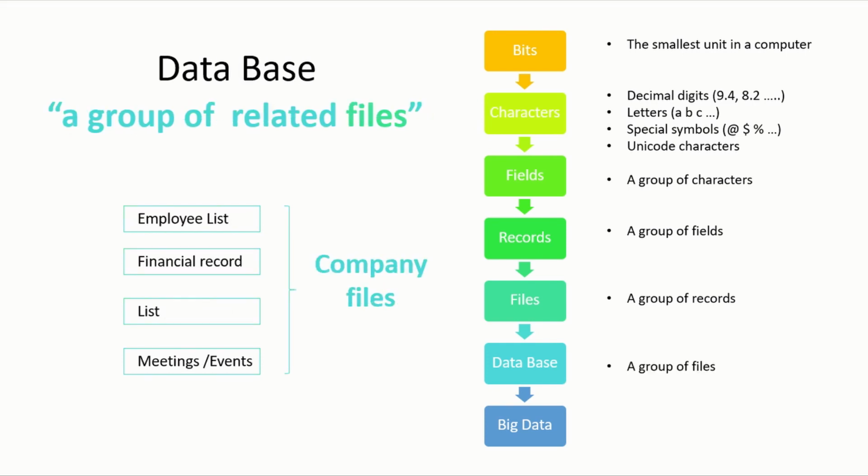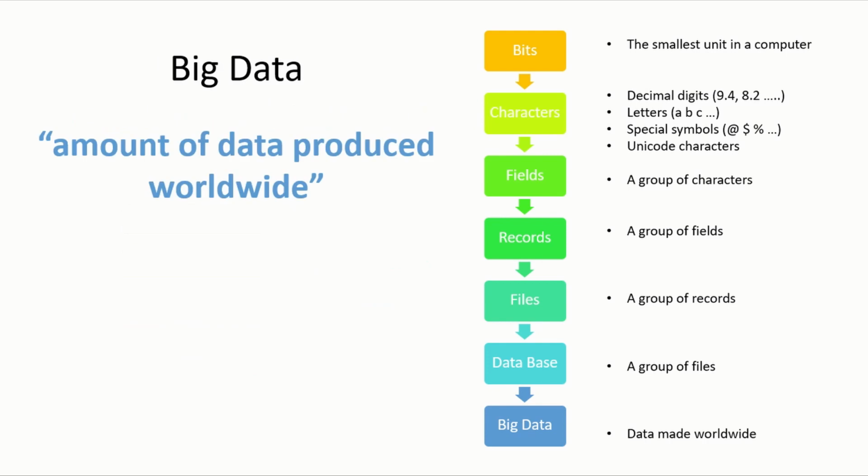A database is a group of related files. For example, the database of a company consists of many files. Some of the files include an employee list, a file for upcoming events, the company's financial record, and any other file which the company has.